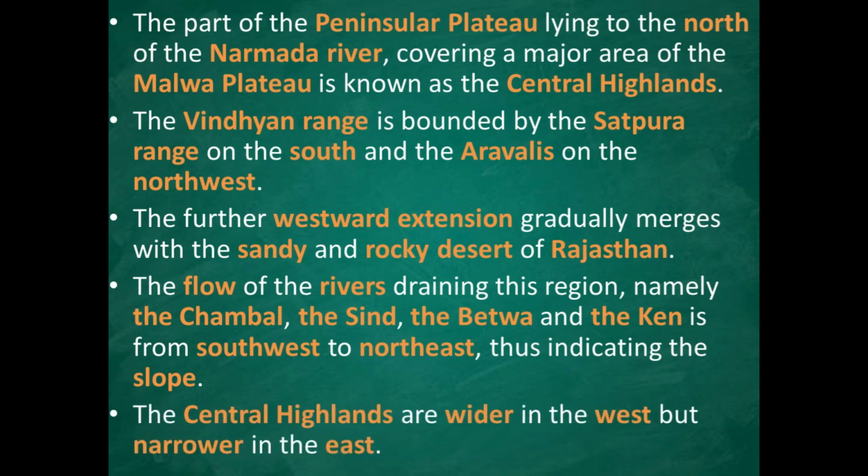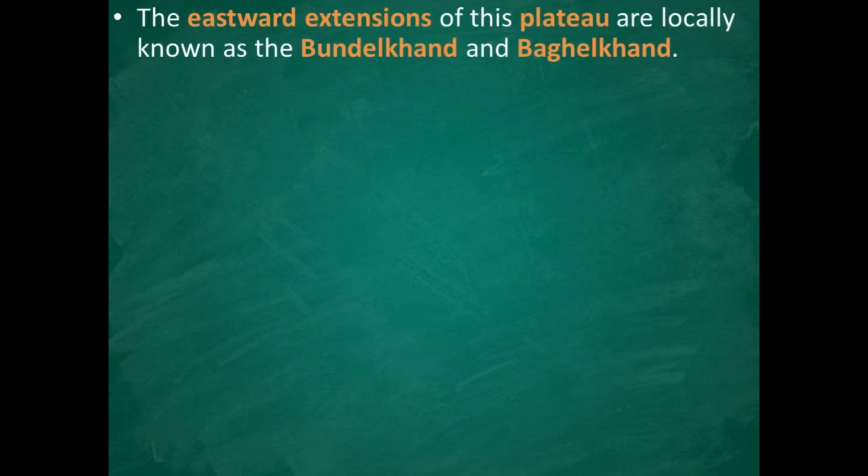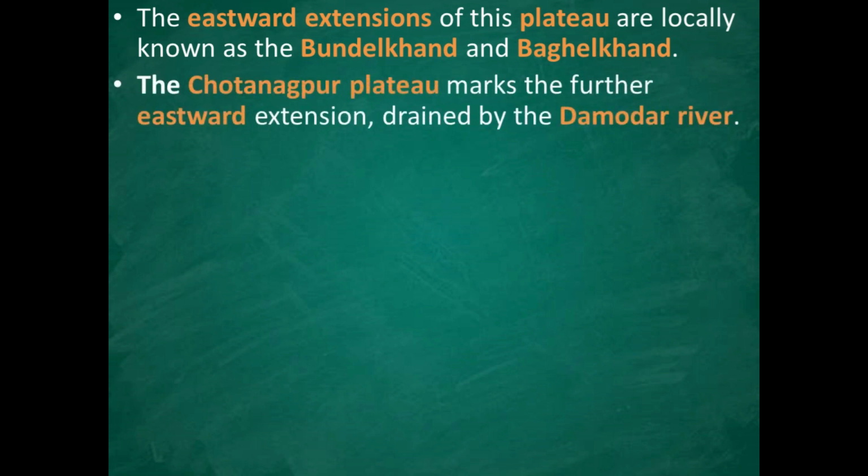The Central Highlands are wider in the west but narrower in the east. The eastward extensions of this plateau are locally known as the Bundelkhand and Baghelkhand. The Chotanagpur Plateau marks the further eastward extension, drained by the Damodar River.